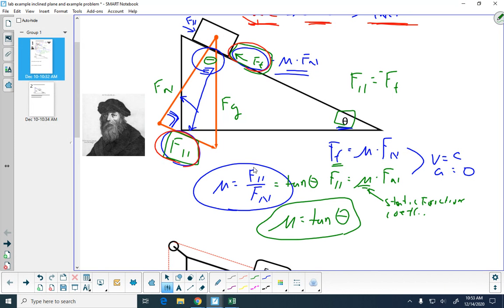So if we're moving at a constant velocity, this mu is going to be equal to the tangent of this angle theta. Once again, we can't have any force applied to this. If we're moving at constant velocity, we can get a value of theta or mu there.